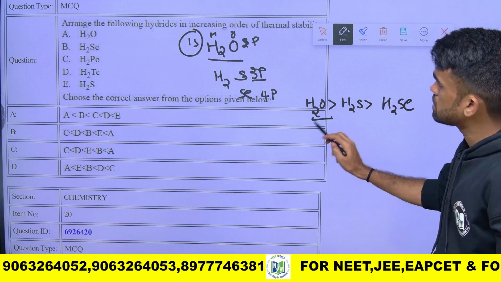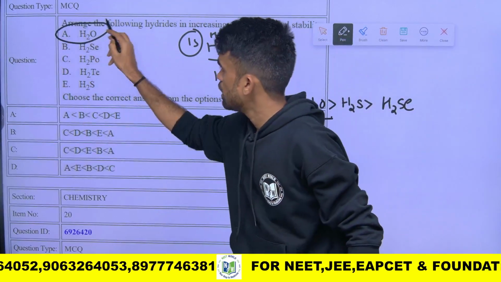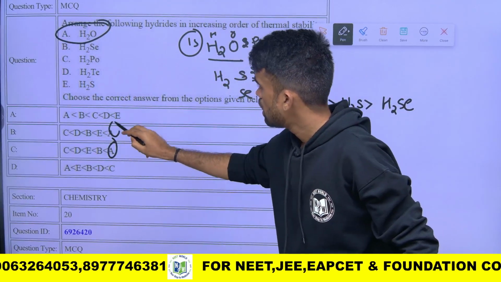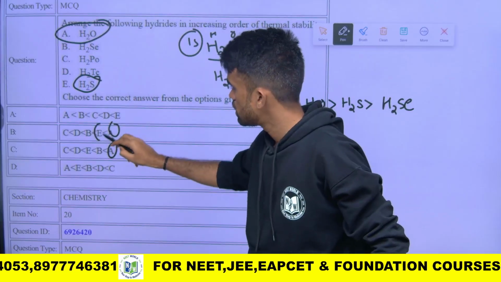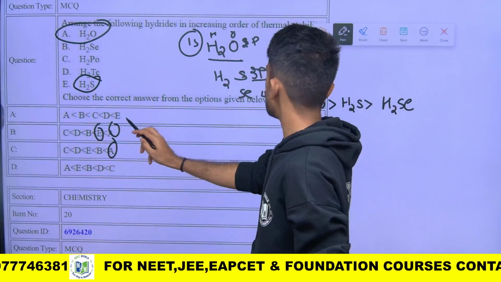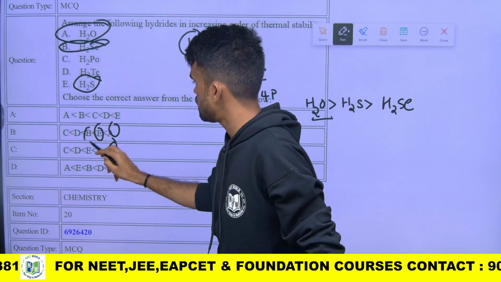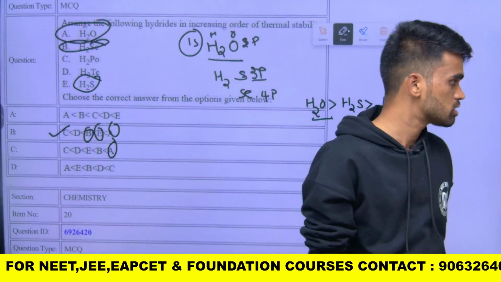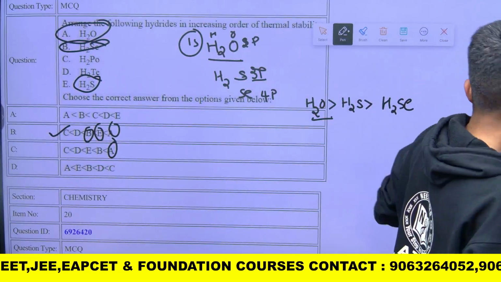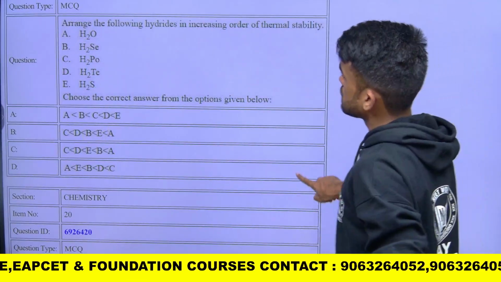So based on this, H2O is first one, so A is here and here, and H2S is E, so here only we have, so the next selenium hydride, yes, so option number B is correct. That's how you can choose it. Hope it is clear. Next let us move further.